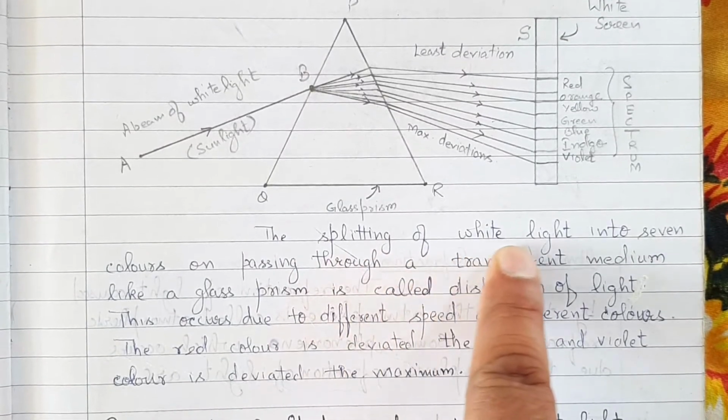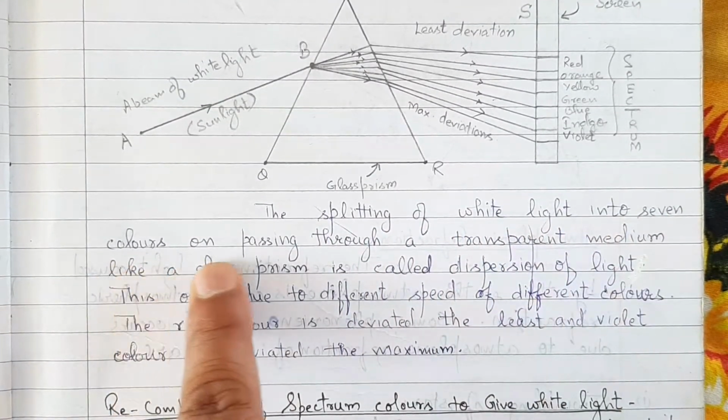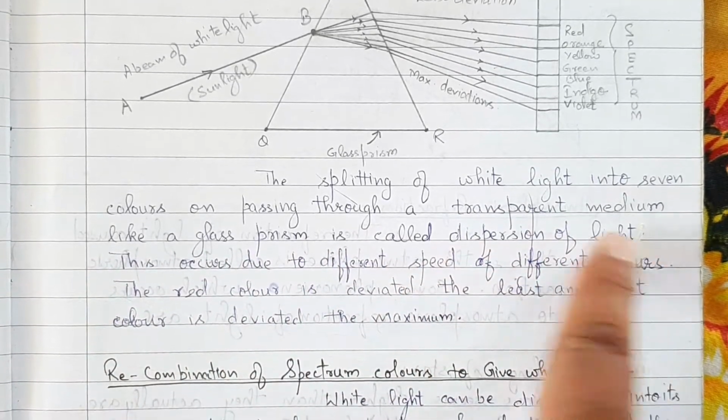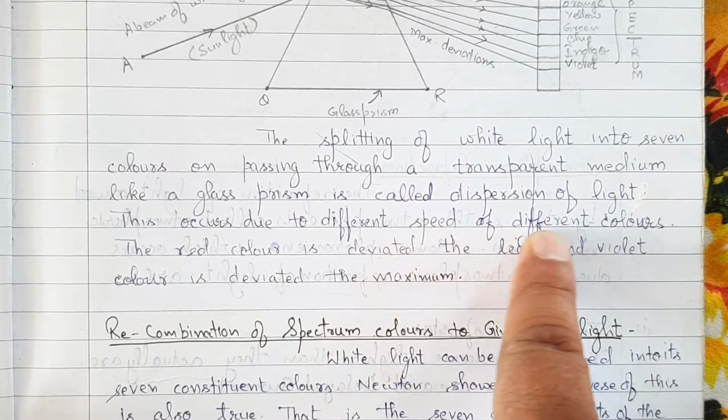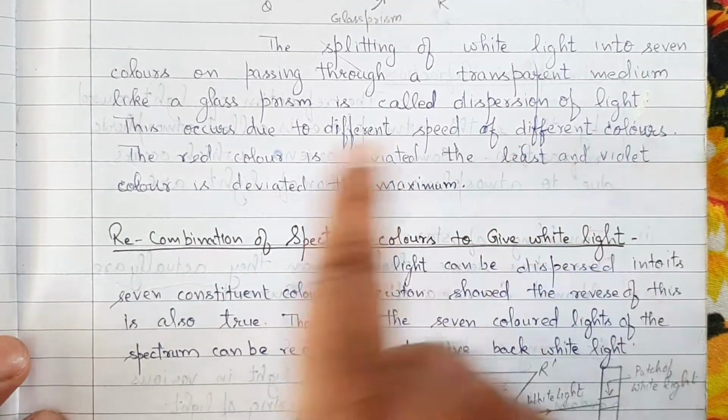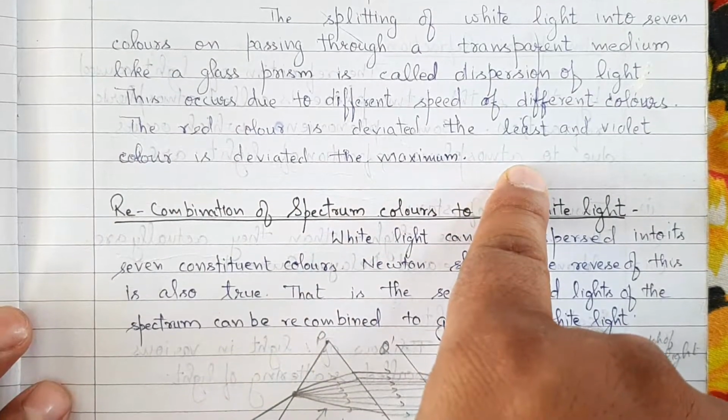The splitting of white light into 7 colors on passing through a transparent medium like a glass prism is called dispersion of light. This occurs due to the different speeds of different colors. The red color is deviated the least and the violet color is deviated the most.